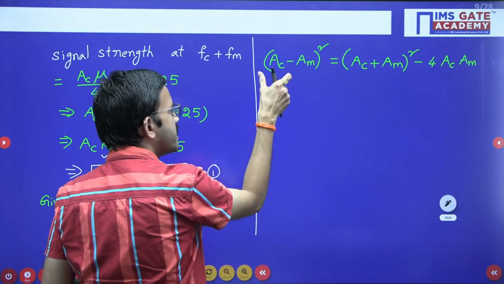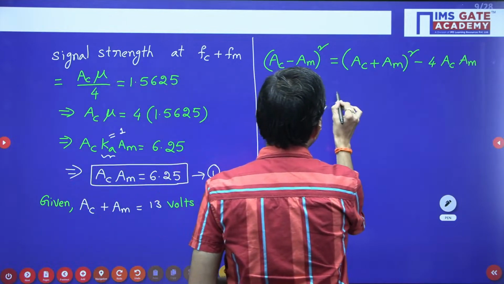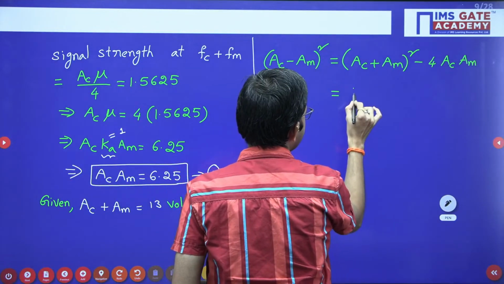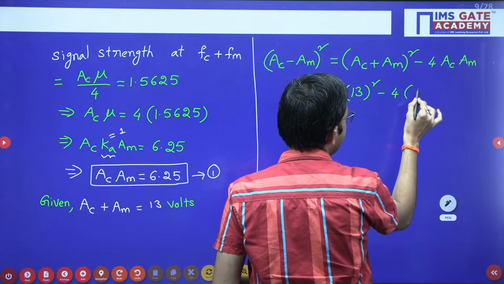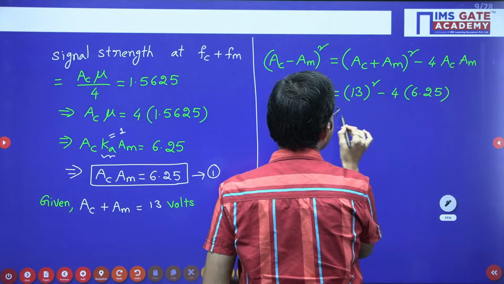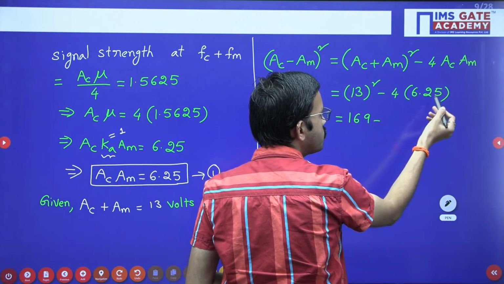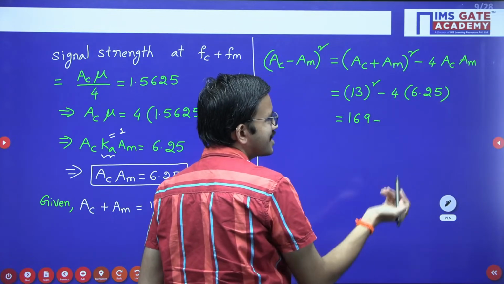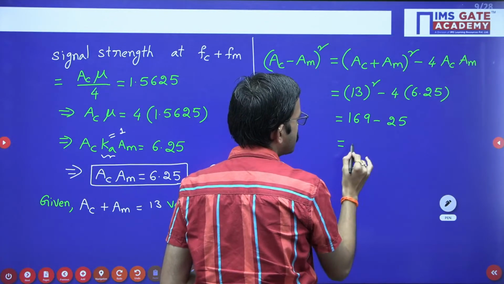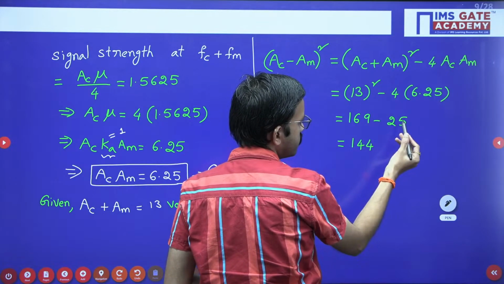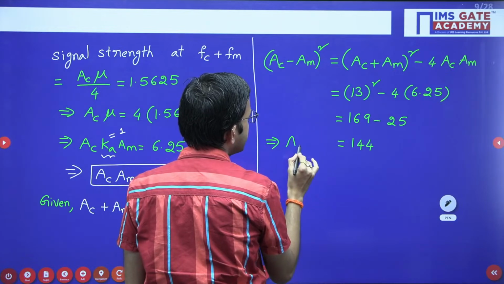Here I want to get AC minus Am using these two, so you can represent it like this. Now substitute the value: 13 square minus 4 into AC Am, and we got 6.25. So 13 square is 169, minus 4 into 6.25. 4 sixes are 24, and 0.25 you can write as 1 by 4, so 4 into 1 by 4 is nothing but 1. So 24 plus 1 is 25. 169 minus 25, so we get 144. So as of now we got AC minus Am whole square.